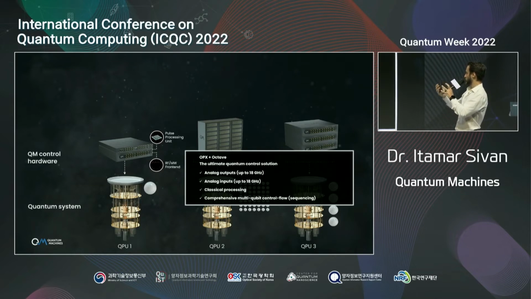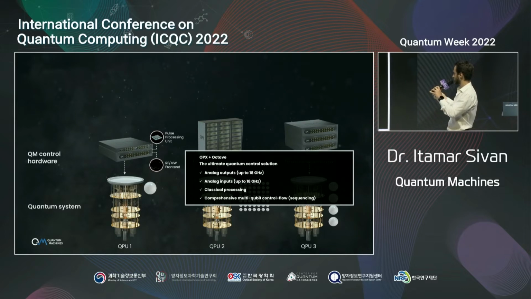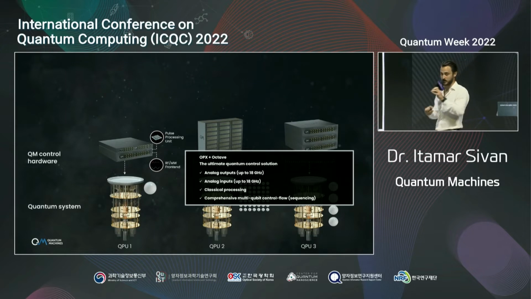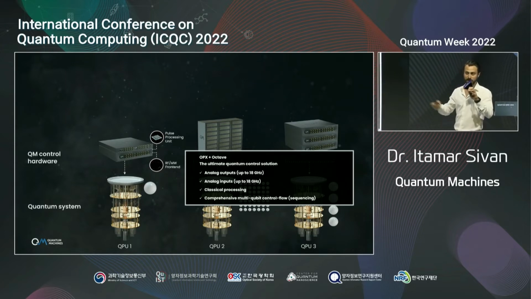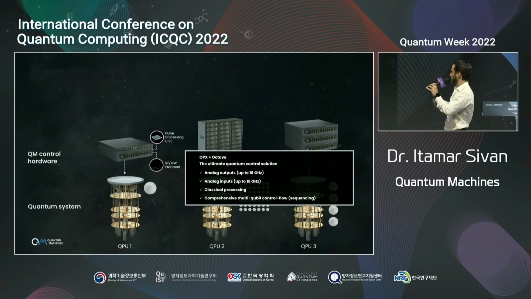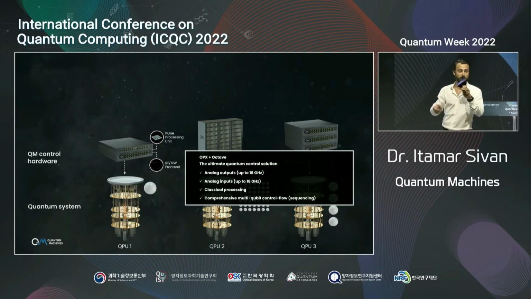So it has the analog outputs up to 18 gigahertz, analog inputs up to 18 gigahertz, classical processing, and comprehensive multi-qubit control flow. And 18 gigahertz is very important because I know that many labs go to 10, 12 gigahertz. But of course, since this is still under research, maybe tomorrow you'll have an idea that requires 13 or even 15. So we decided to go all the way.